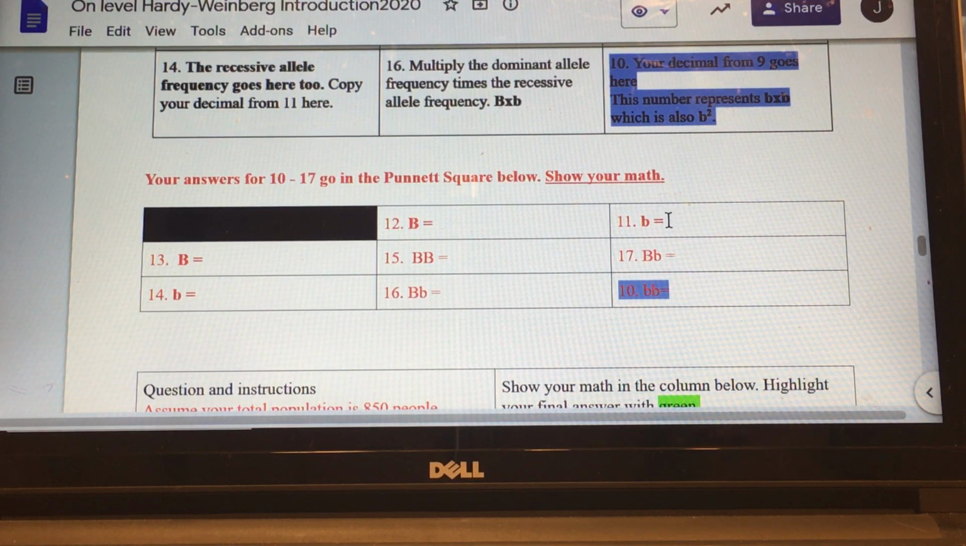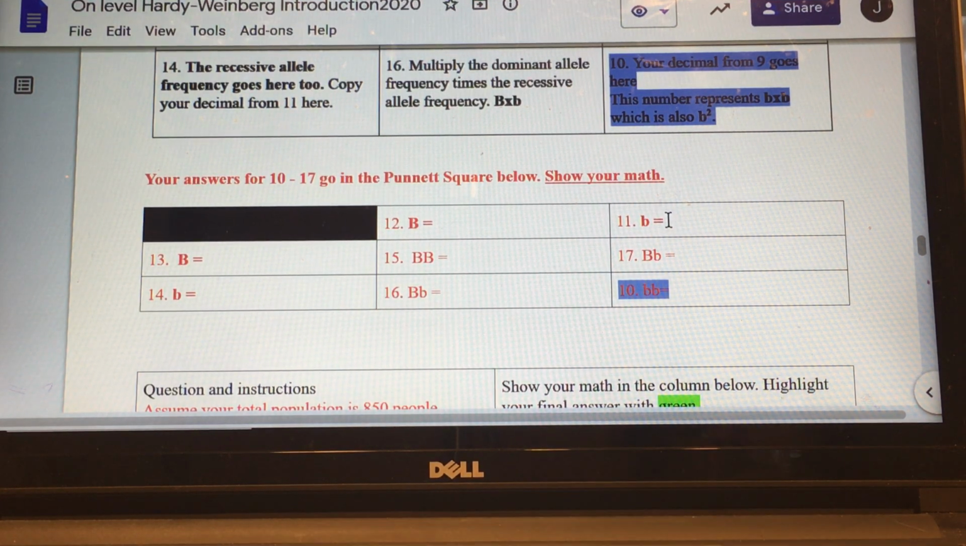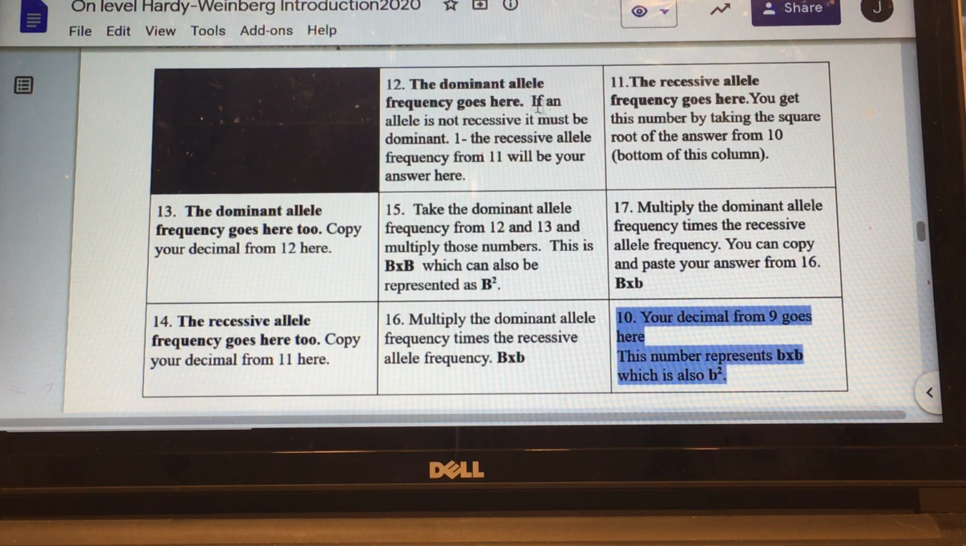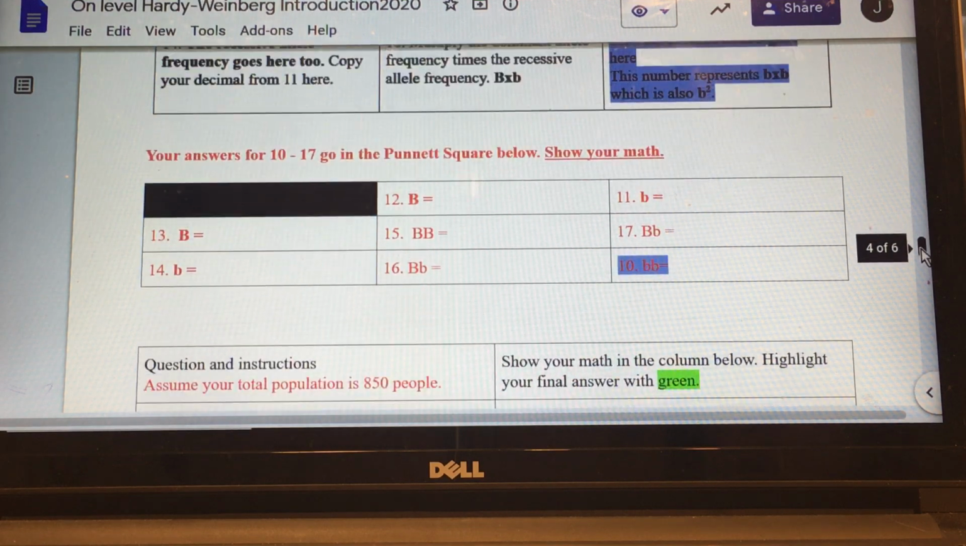Now, this is really the next easy part. So whatever this number is, if you add it to this decimal, it should equal 1. So once you have the allele frequency of the recessive allele, you can really easily figure out the dominant allele frequency because you just subtract 1 minus the number here. And it tells you that here. It says, so if an allele is not recessive, it must be dominant. 1 minus the recessive allele frequency from 11 will be your answer here. So whatever the answer is here, you take 1 minus that, and that's your answer to 12.